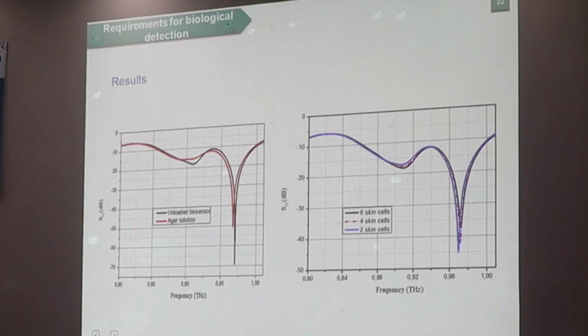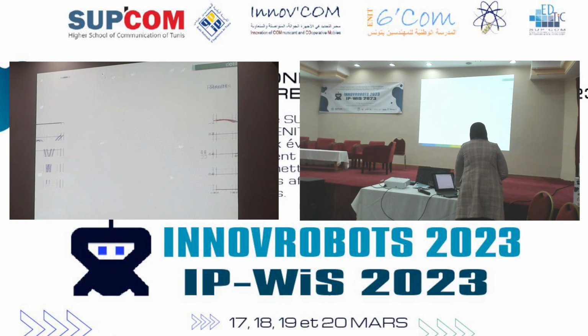It shows that our prototype is sensitive for a low concentration of cells, like 2, a very small cell concentration. Thank you.